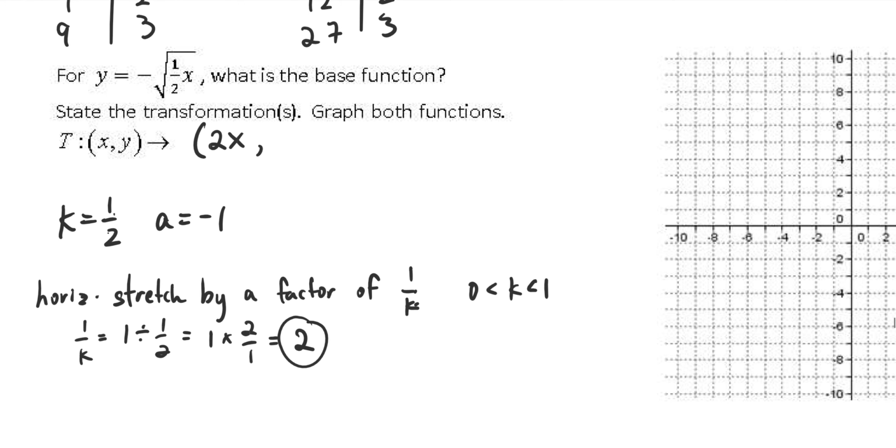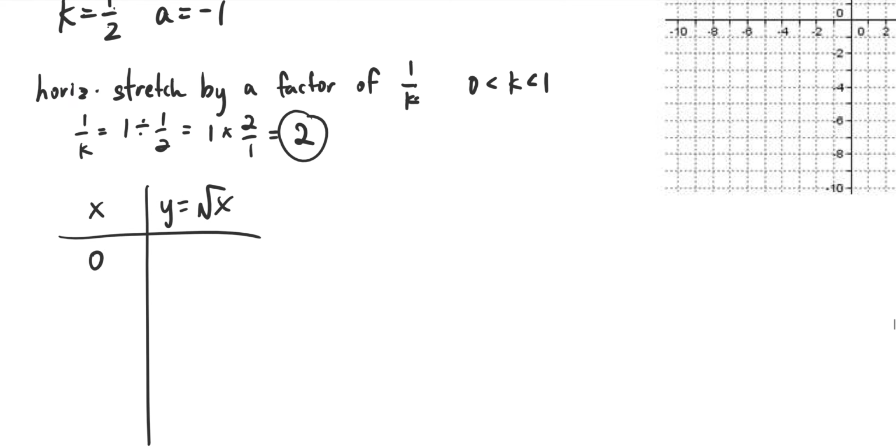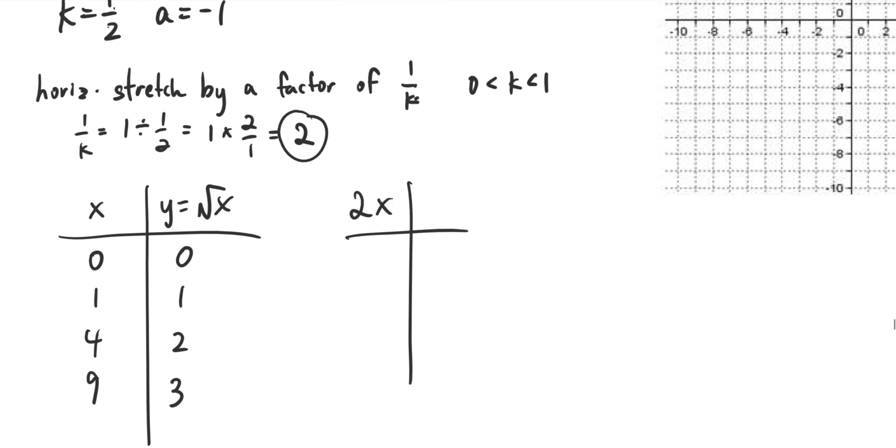And the vertical reflection, the a value being negative 1, means my y will be multiplied by negative 1. So if I looked at mapping my coordinates, x and y equals the square root of x, here are my key points again on the parent function: 0, 1, 4, 9, and 0, 1, 2, and 3. And now I'm going to map them. Here I have 2x and negative y. So 2x would result in 0, 2, 8, 18, and negative y will result in 0, negative 1, negative 2, and negative 3.